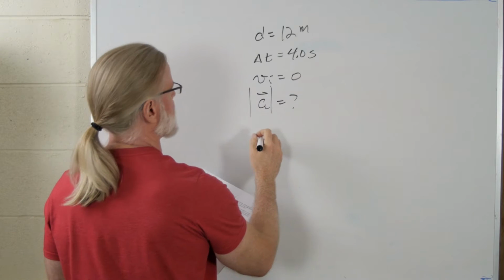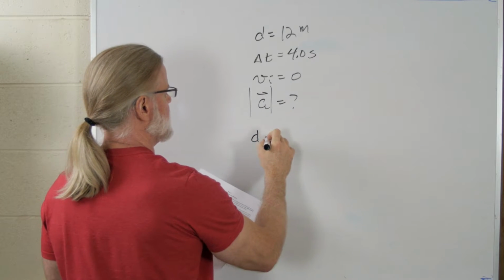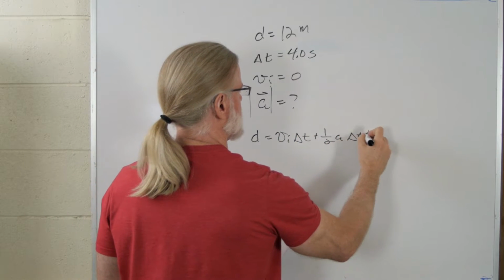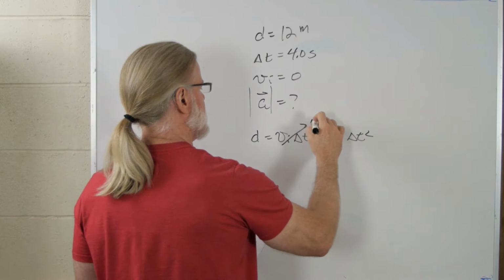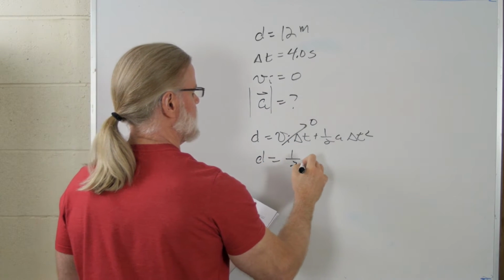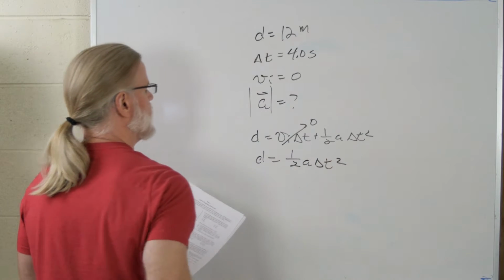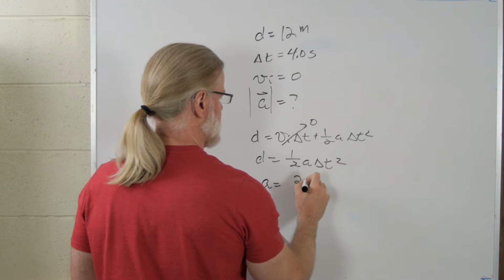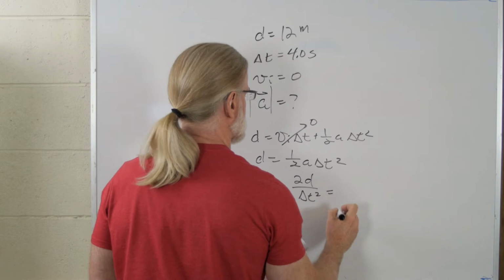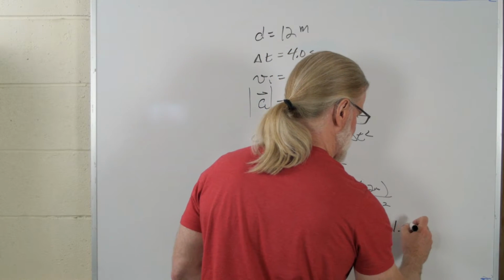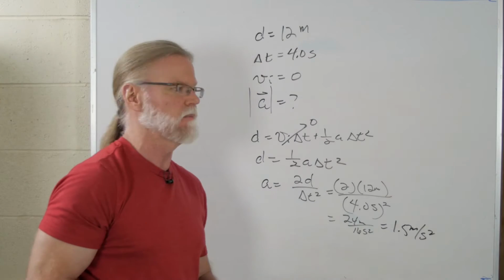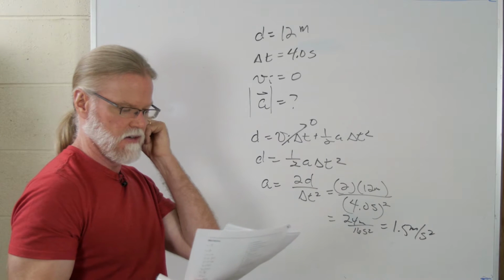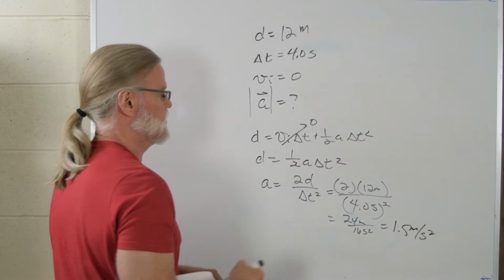Let's see. We're going to use El Grande, I think. D equals V initial t plus 1/2 a t squared. V initial is 0. How convenient. D equals 1/2 a t squared. And acceleration is going to equal 2D over time squared. And that looks like it's 1.5 meters per second squared. Again, they didn't ask for direction, so it's just a magnitude thing. They actually said the magnitude. So I guess the choice was 2.